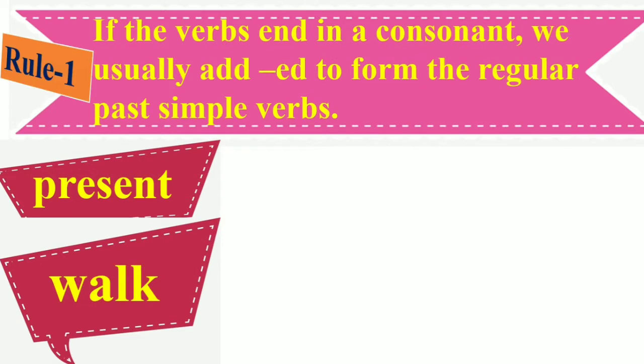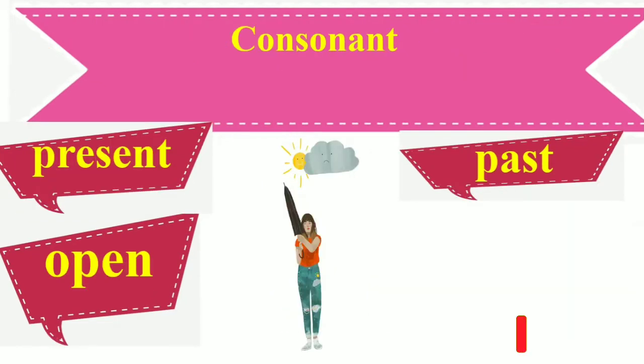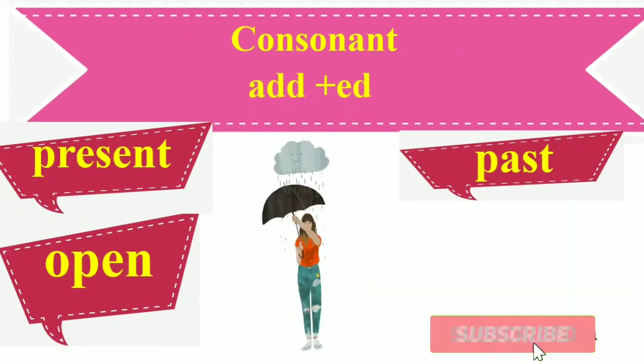So here is rule number 1. Try to listen to me very carefully because this is our rule number 1. If the verbs end in a consonant, we usually add ed to form the regular past simple verbs. Look here, we have got walk, W-A-L-K, walk. This is the base form or the present form. And what will be the past form? We will just add ed to the verb walk. So we have got our past form of walk, that is walked. Okay, so if we get a consonant, we will just add ed.